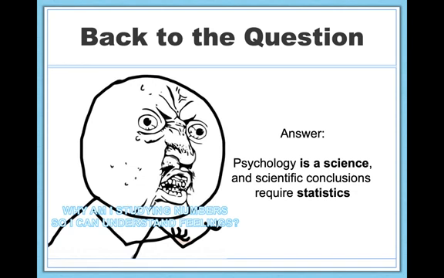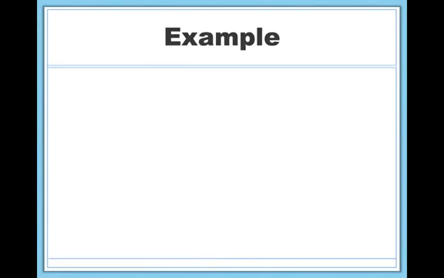And in order to do science, in order to make scientific conclusions that we're confident in, we need statistics. And that's really the backbone of why we're doing this. Let's take an example. Let's go back to that example of the researcher who wants to know if male versus female college students differ in how anxious they are.